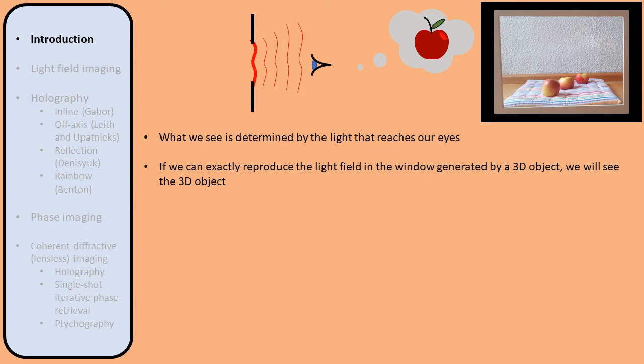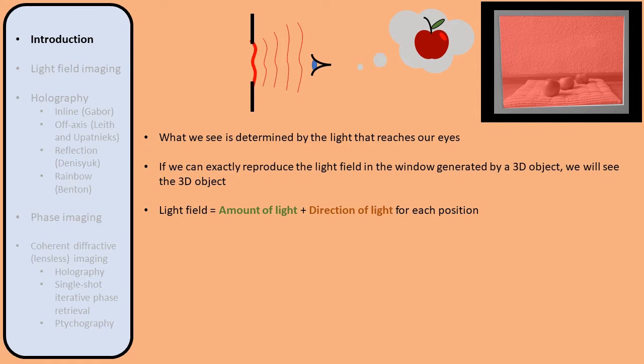But what do we mean with the light field? Let's for simplicity assume that the light is monochromatic, so it consists of a single color. Then, to describe the light field in the window plane, we need to specify for each point in the plane how much light there is and in what direction that light is traveling.